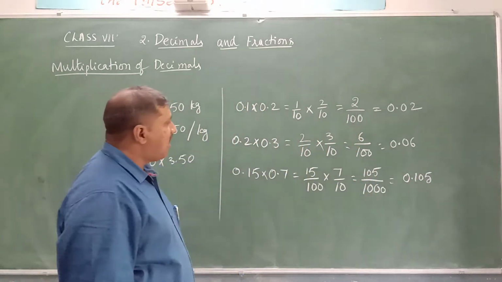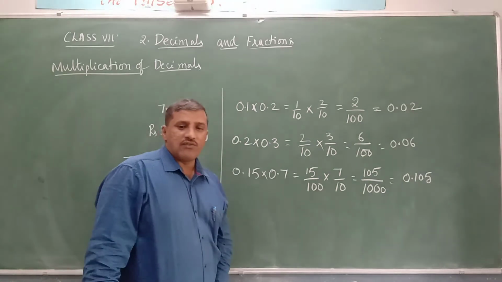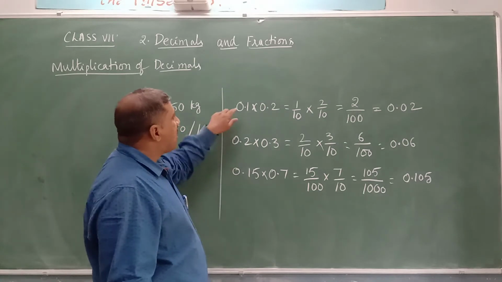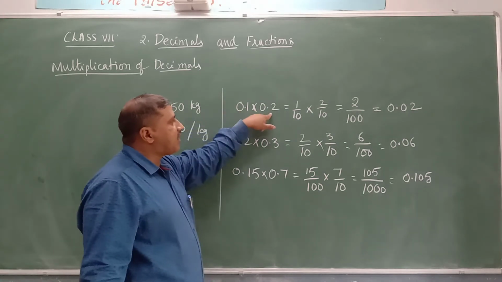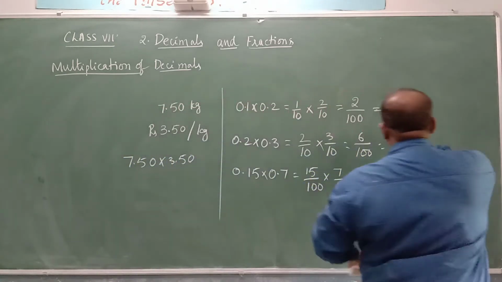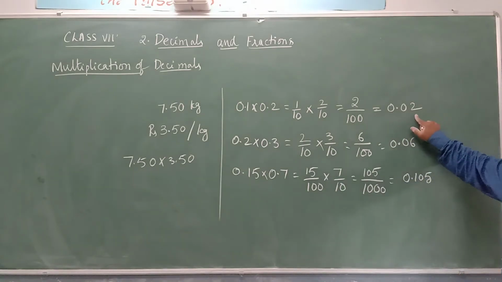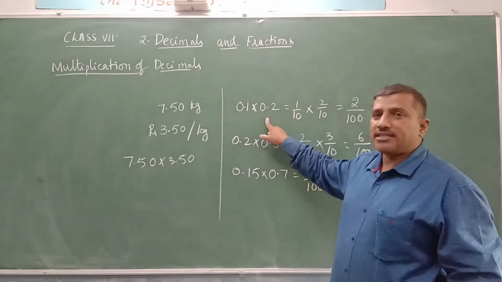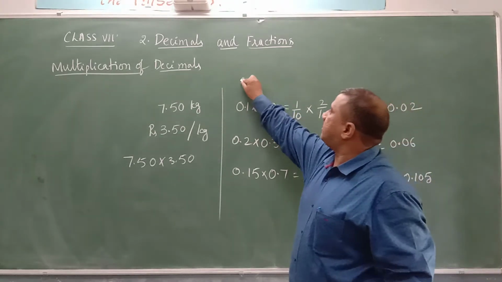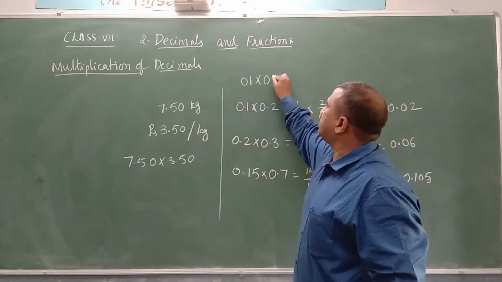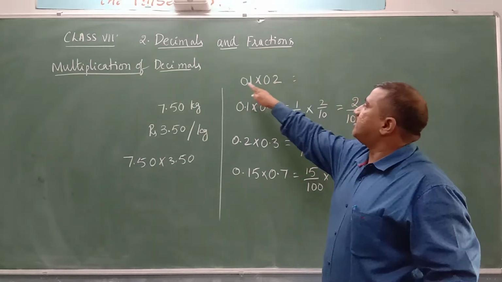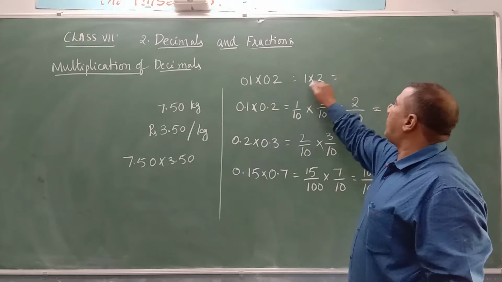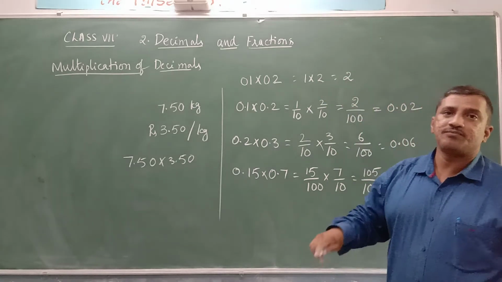0.105. Now, if you observe here, we can conclude from this: 0.1 into 0.2, when we multiplied, we got 0.02. Simply ignore the decimal point. Then what is this number? 01 is multiplied with 02. 01 in the sense it is 1. 1 is multiplied with 2. 1 into 2 we got 2.